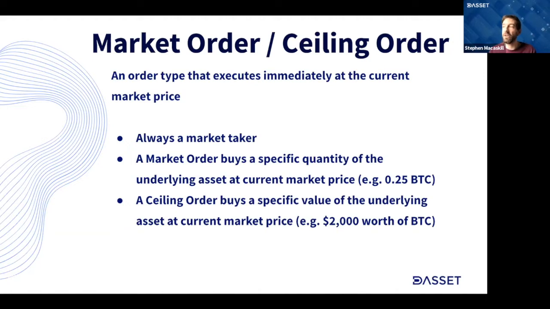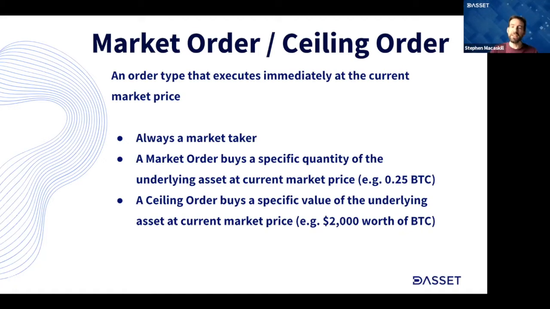The difference between a market order and a ceiling order is the value that you're inputting. When you're submitting a market order, you're submitting the quantity of the base currency, the quantity of the asset that you want to buy. So I don't know what the price of Bitcoin is, but I want to buy 25 Bitcoin or 0.25 Bitcoin. I submit an order to the order book, and it buys at whatever the price is, and I'm guaranteed to get that Bitcoin as long as I have enough dollars in my account to buy it.